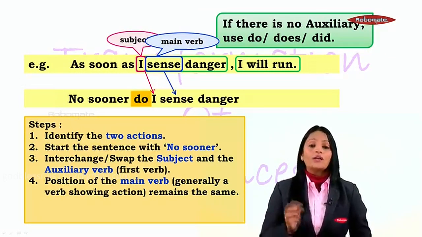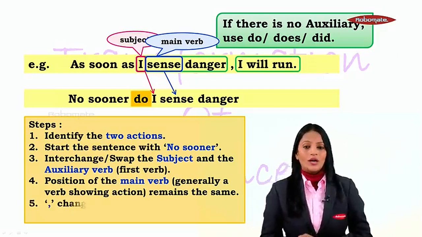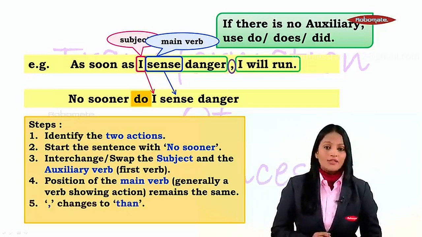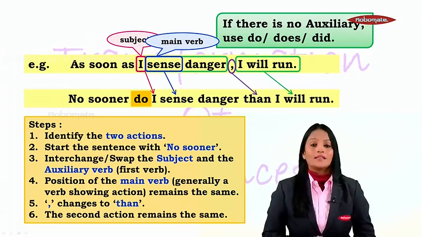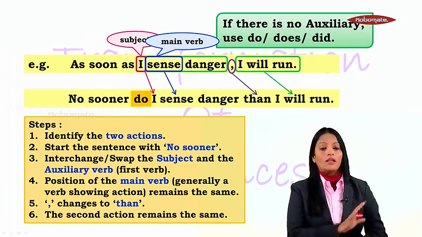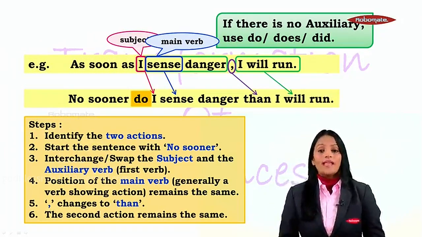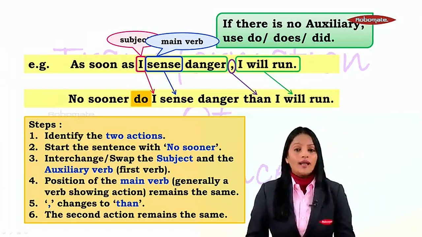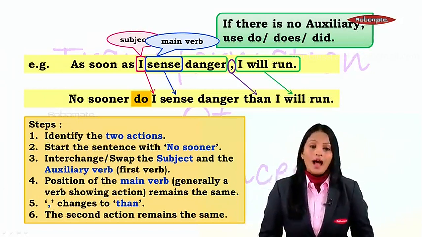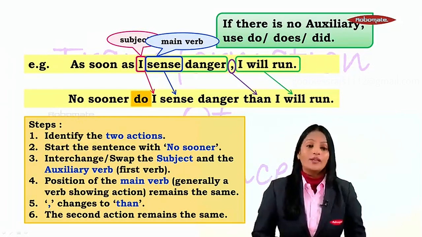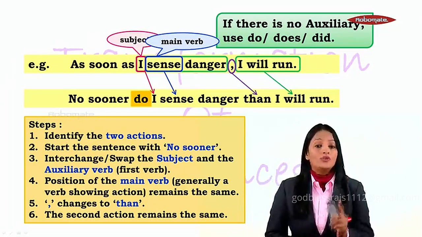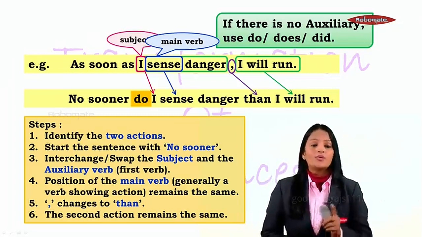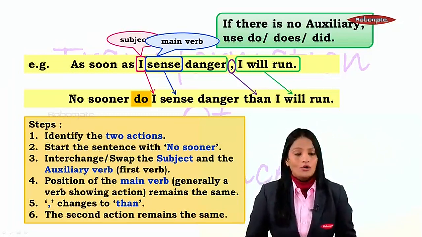So, no sooner do I sense danger, comma changes to than, students, and the second action remains as it is. I will run remains the same. So once again, no sooner do I sense danger than I will run. This is the way you change it, and here we have used the option do among the three, that is do, does, did, because there is no auxiliary.